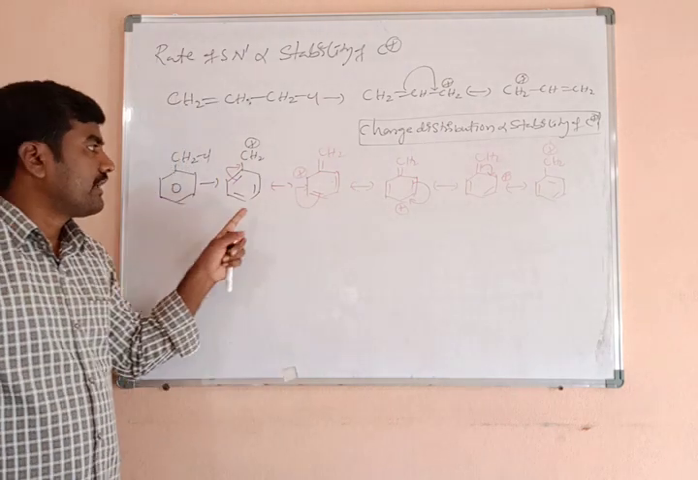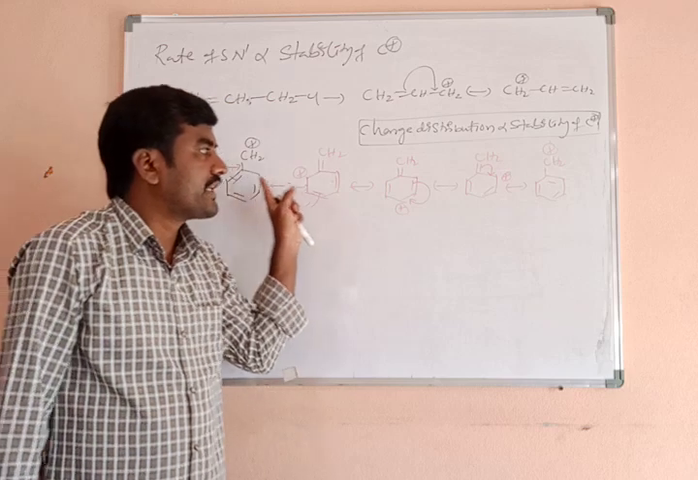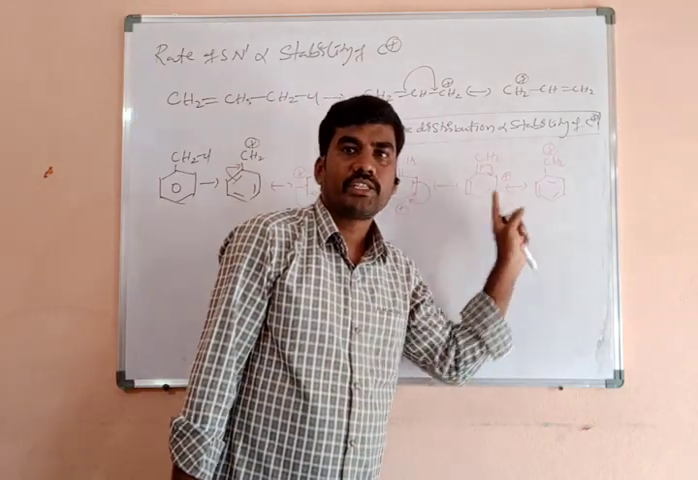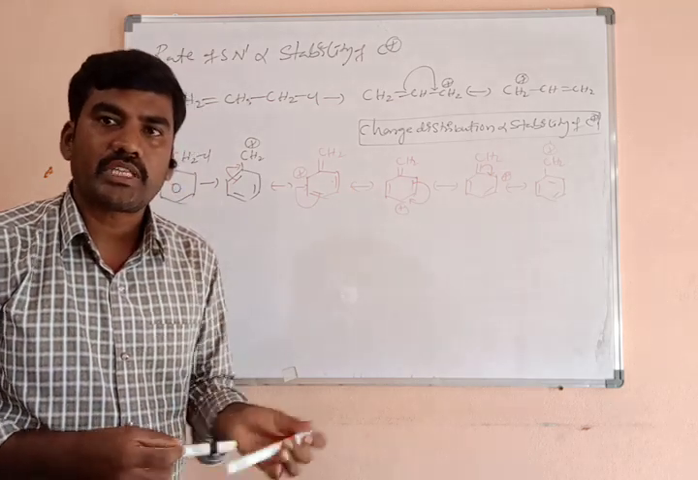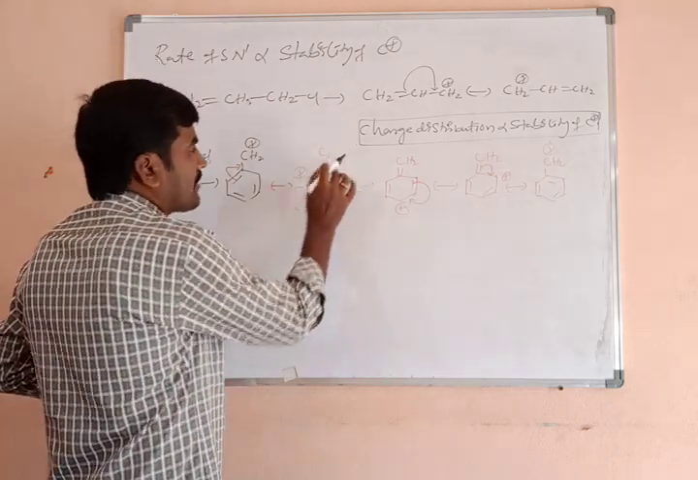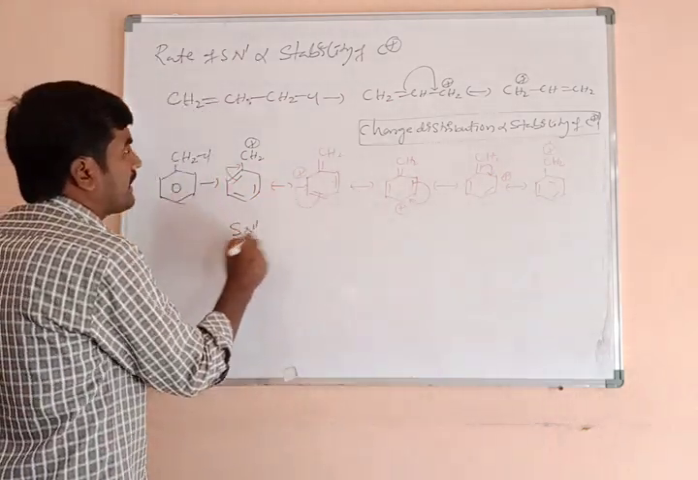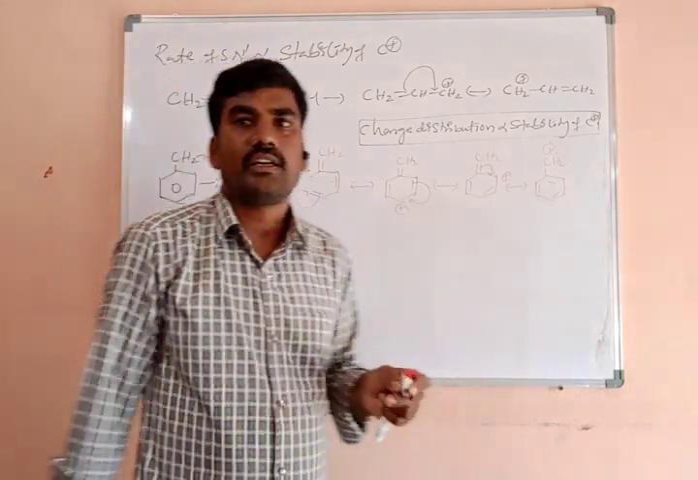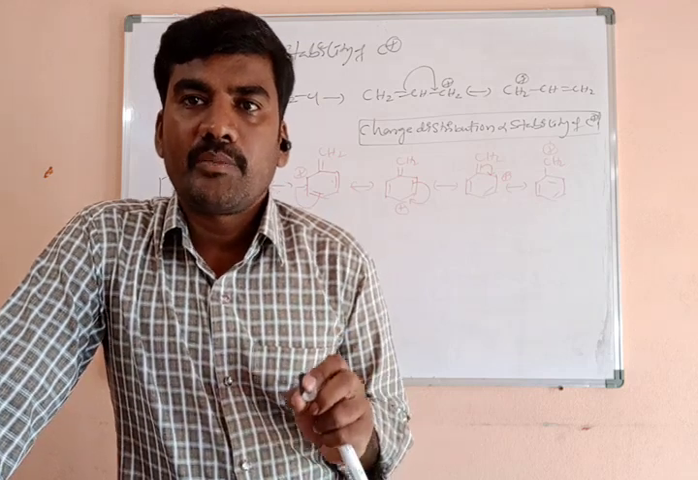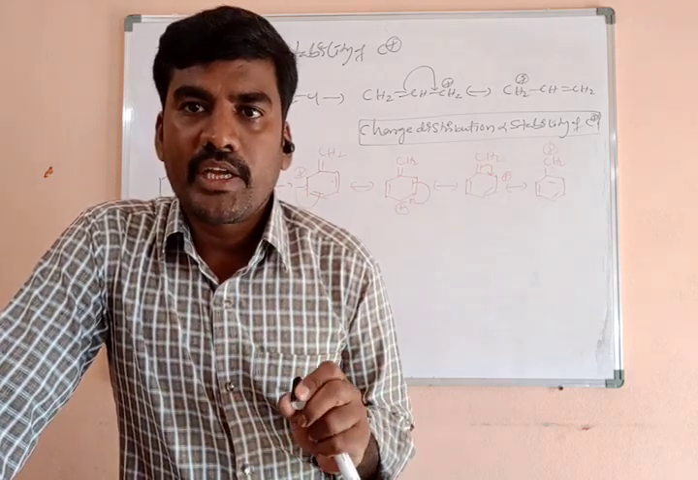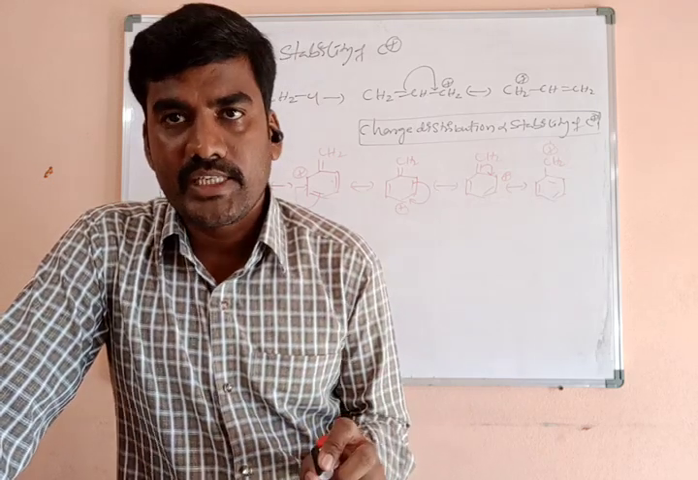In these resonating structures, the positive charge is distributed among the carbon atoms. Charge distribution takes place, and charge distribution is directly proportional to the stability. So the stability of this benzyl carbocation increases. Clear? So it is preferentially followed by the SN1 reaction. Even though benzylic and allylic chlorides are primary alkyl halides, they preferentially follow the SN1 mechanism, because the primary carbocation is resonance stabilized. Clear?